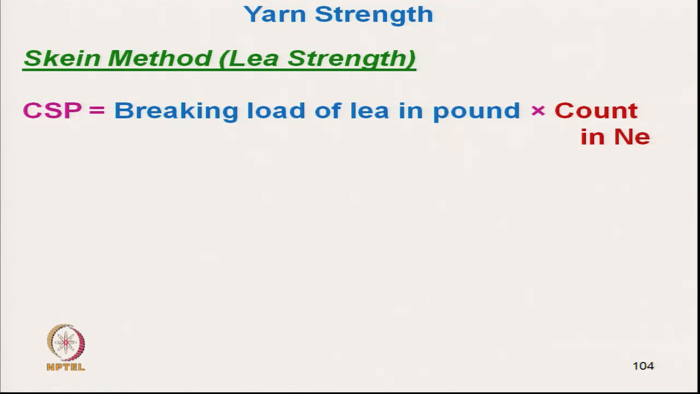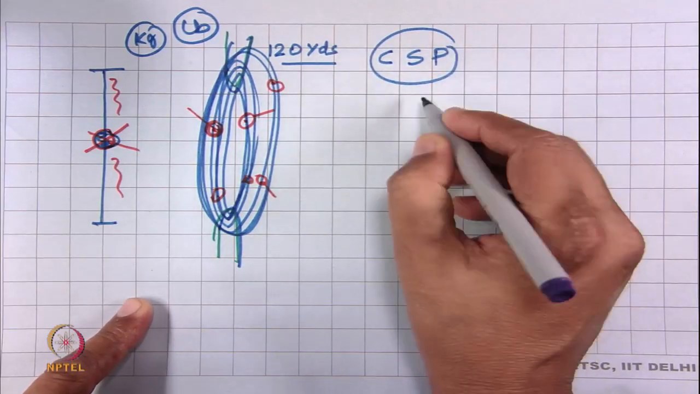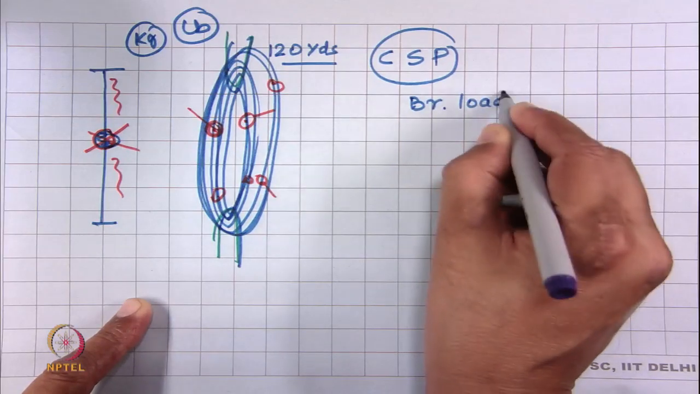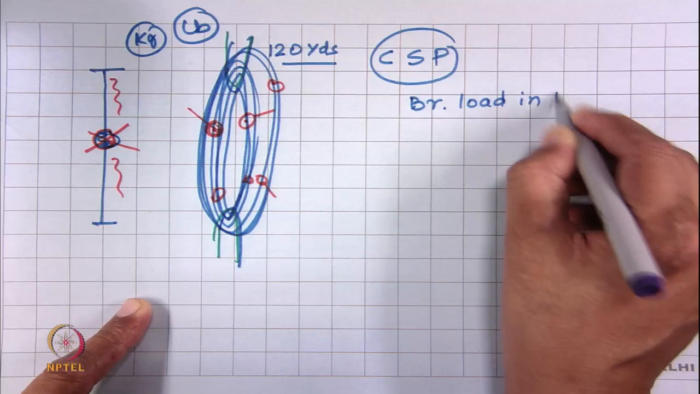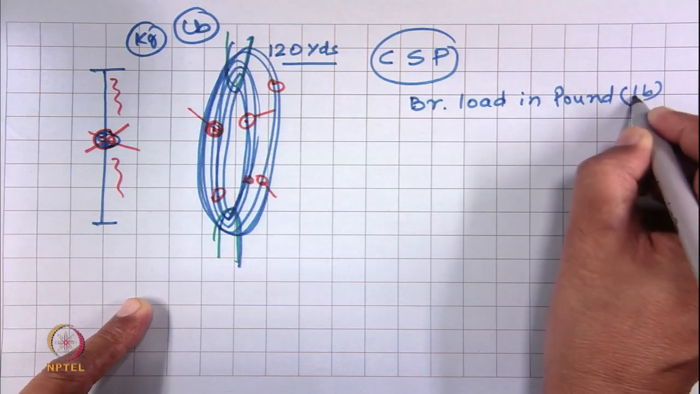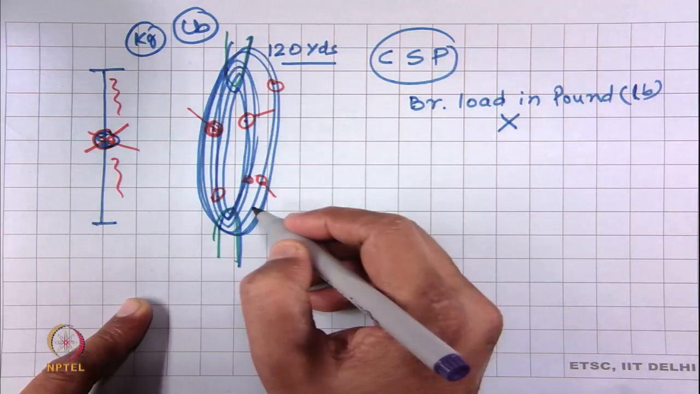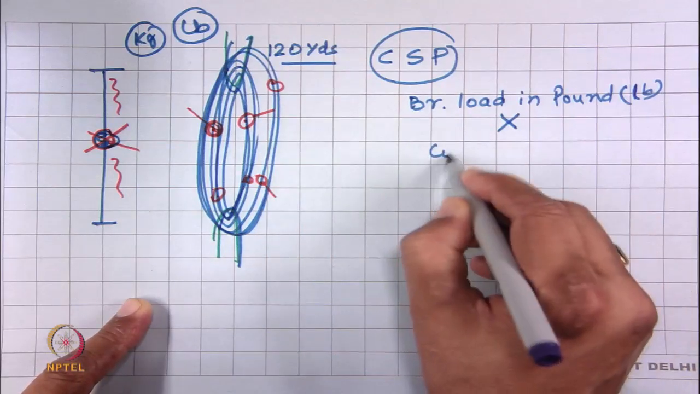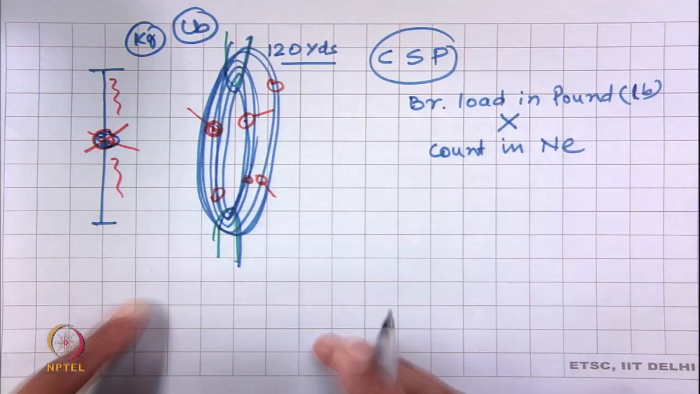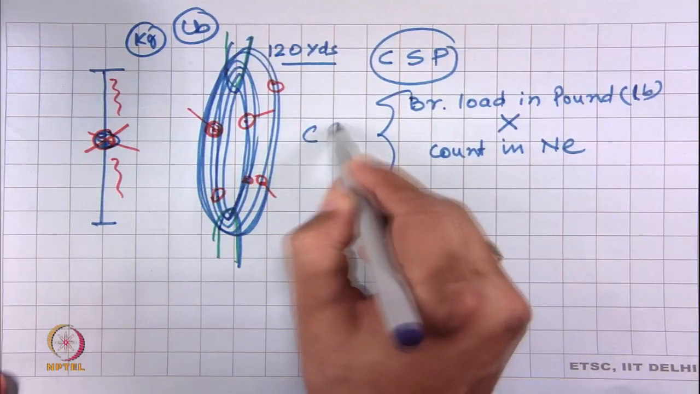This CSP is nothing but the product of breaking load in pound, LB, multiplied by the yarn count in Ne, no other unit. That gives us an idea about CSP.